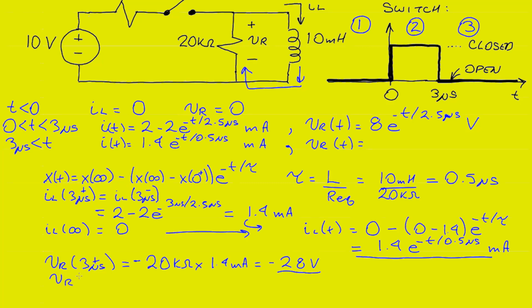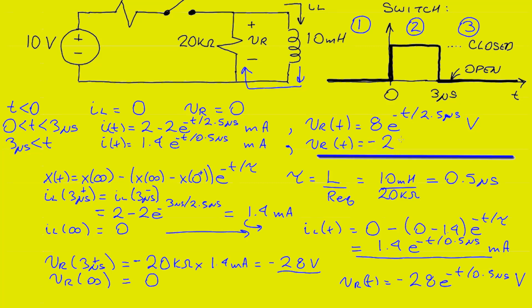Lastly, we need to find the resistor voltage at infinity when all the transients have died out. And because the circuit here has no extra power sources in it, all the current in the inductor will be dissipated in the resistor, and the resistor voltage will decay to 0. VR as a function of time will be equal to minus 28 e to the minus t over 0.5 microseconds, and that will be volts. We can write this equation up here to keep track of that one.